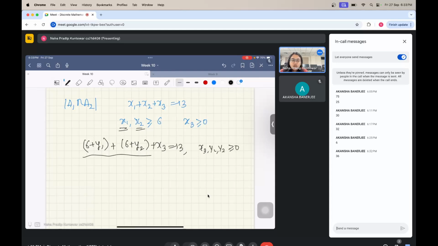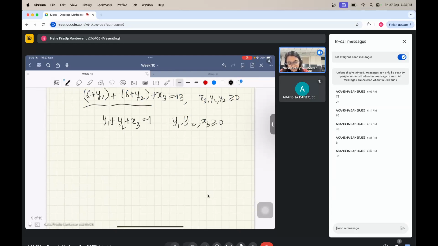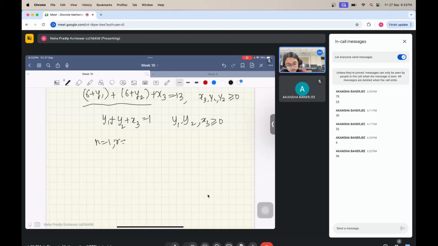And if you transfer this to the right hand side, you get y1 plus y2 plus x3 is equal to 1, where y1, y2 and x3 all are at least 0. And now again this is in the same form that we had earlier, where n is 1, r is 3, and the answer for this would be 3 choose 1, which is 3.